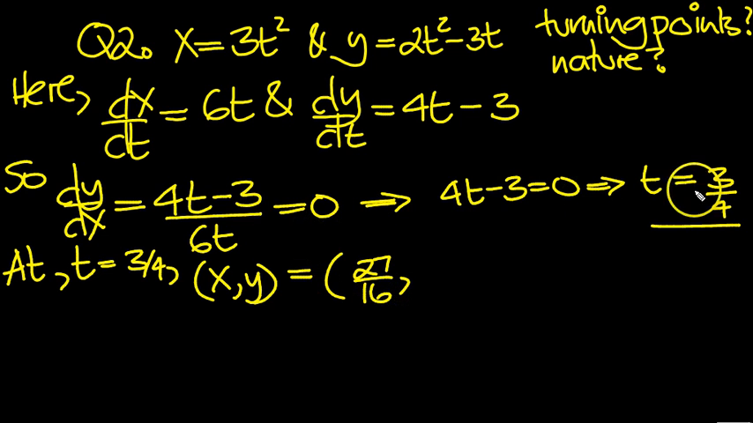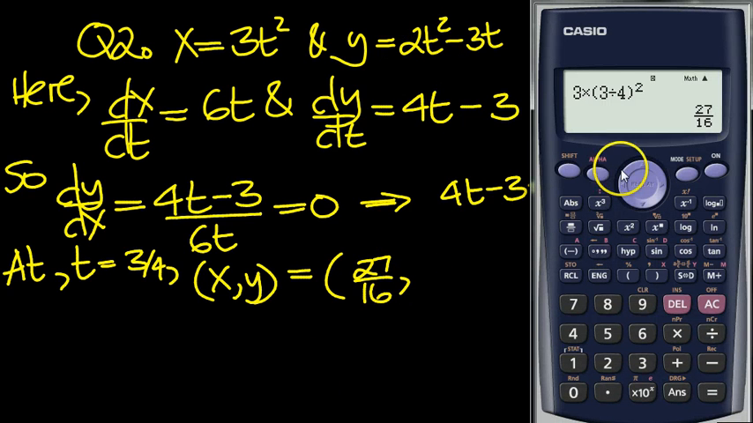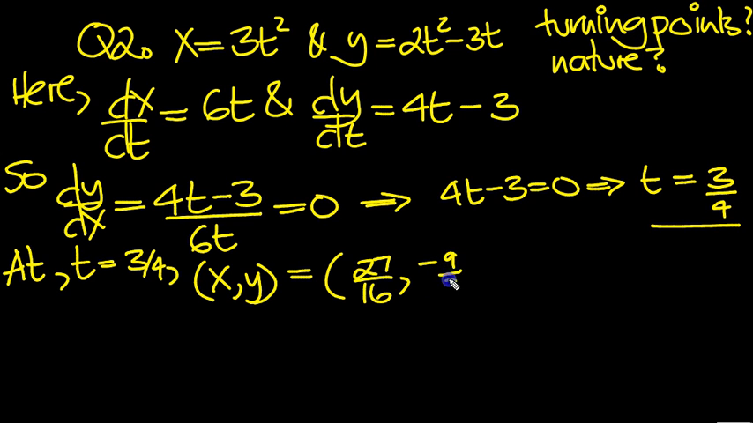And the other coordinate in here, 2t squared, so let's go back to minus 3t, so it's 2t squared, which we can put in here, minus 3t, minus 3 times the 3/4, wasn't it? 3 divided by 4, close bracket, equals minus 9/8. There we go. There's our turning point, just one turning point here.